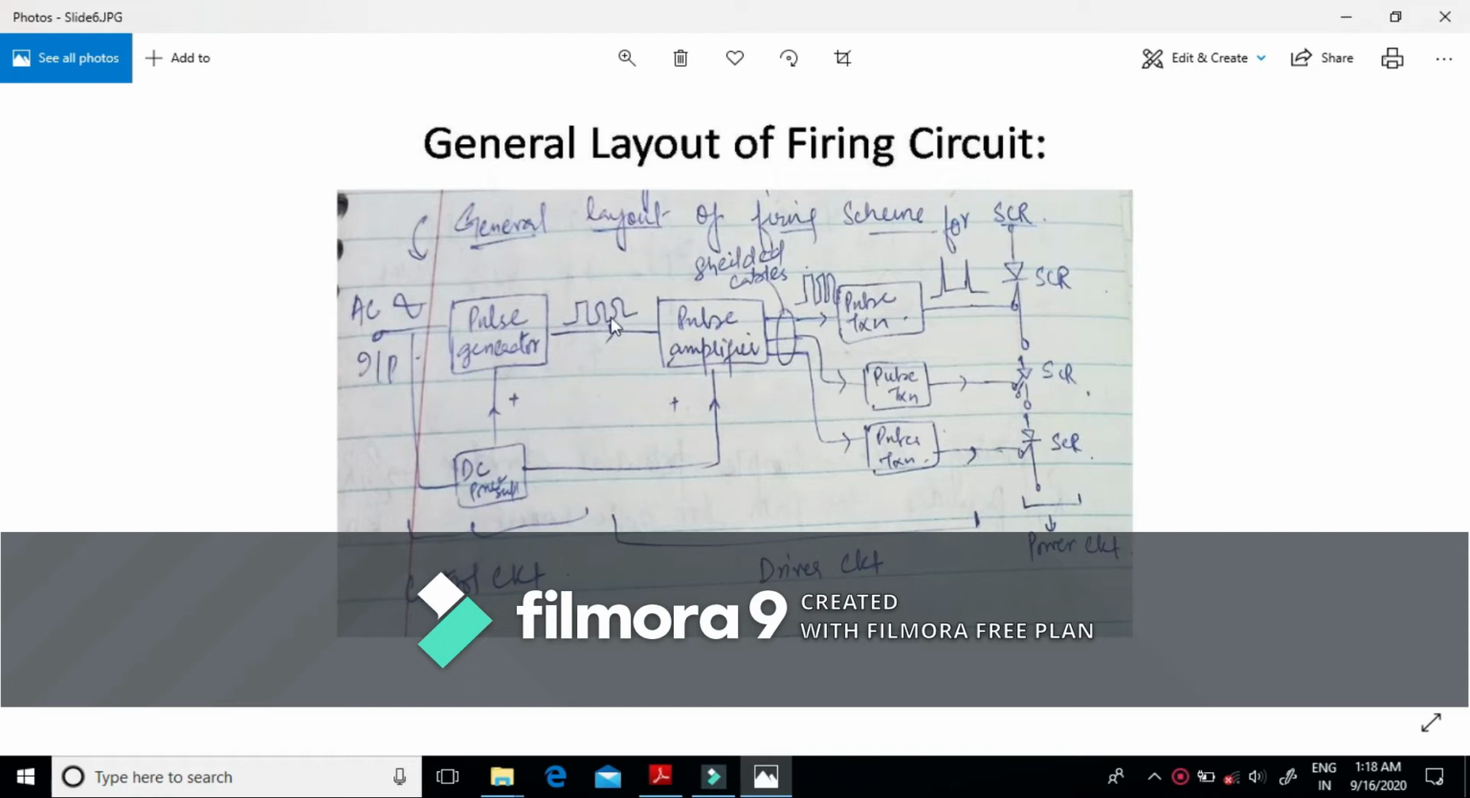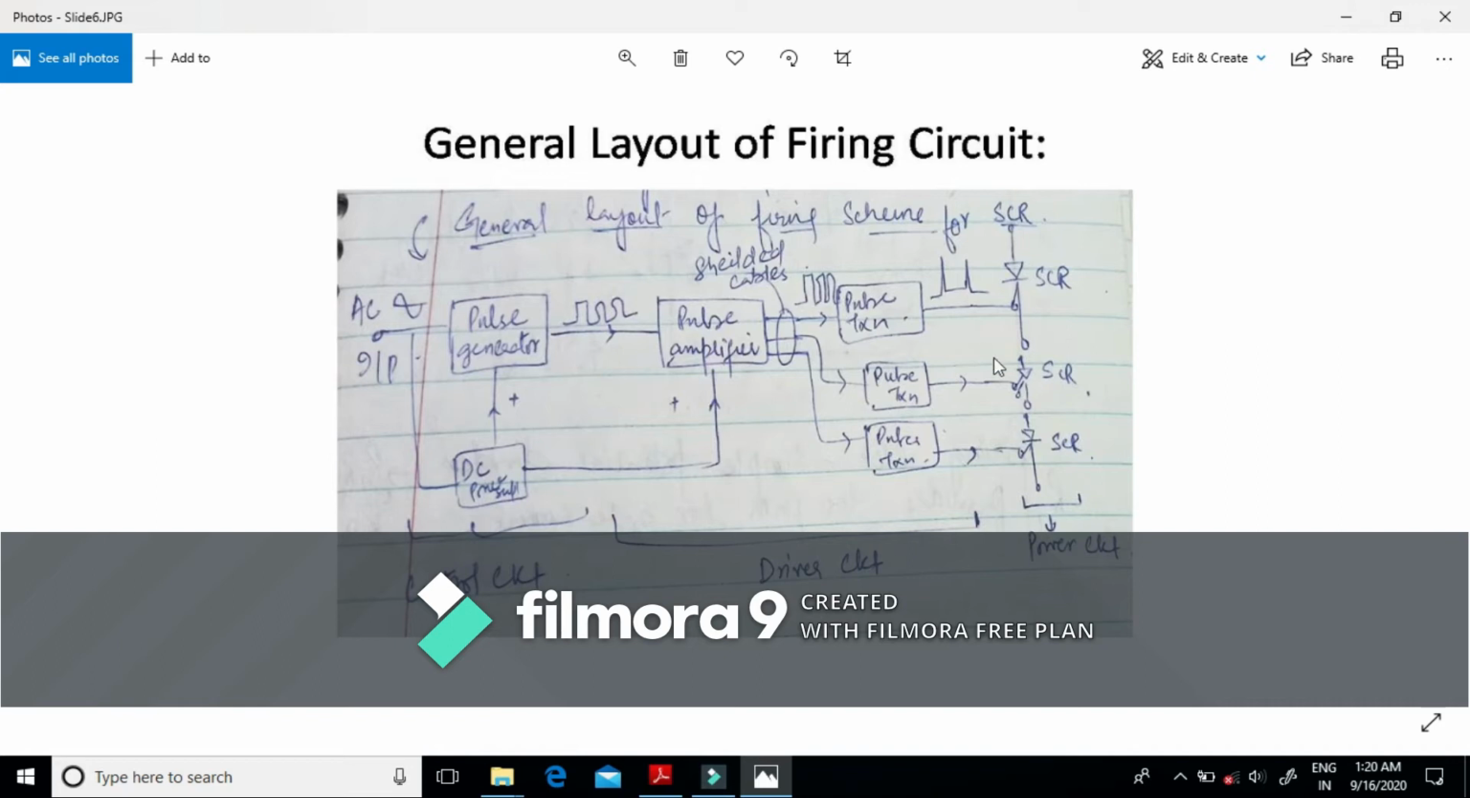These voltage pulses are then supplied to this pulse amplifier, that is the part of this driver circuit for the amplification purpose. These shielded cables transmit the amplified pulses to the pulse transformers. The function of this pulse transformer is to isolate the low voltage gate cathode circuit from the high voltage anode cathode circuit. And from this pulse transformer, these pulses are given to the SCRs.